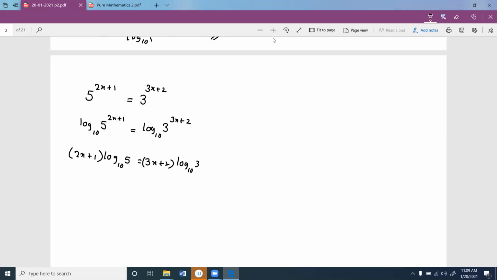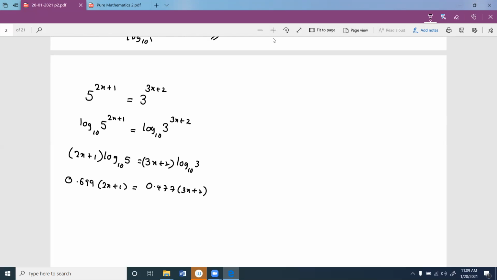So now you can get the value for log 10 5. If you get log 5, the answer is 0.699. So (2x plus 1) times 0.699 is equal to log 10 3, which is 0.477, times (3x plus 2). Then you can expand the brackets for this.